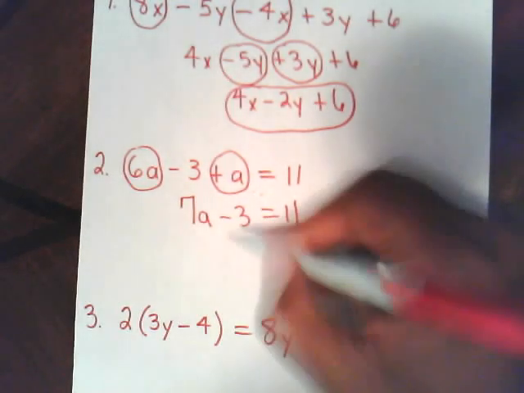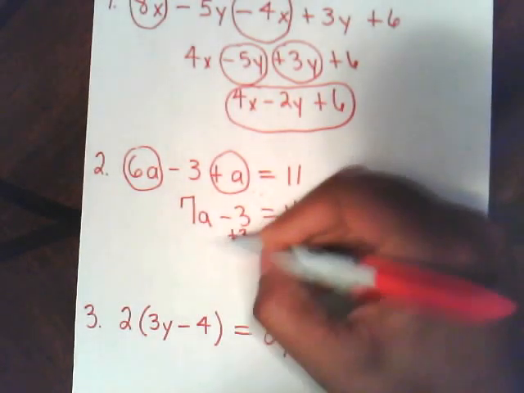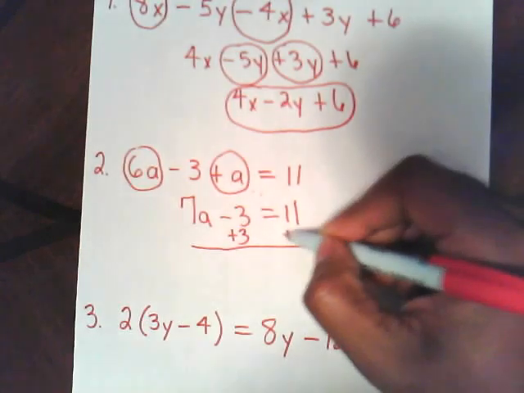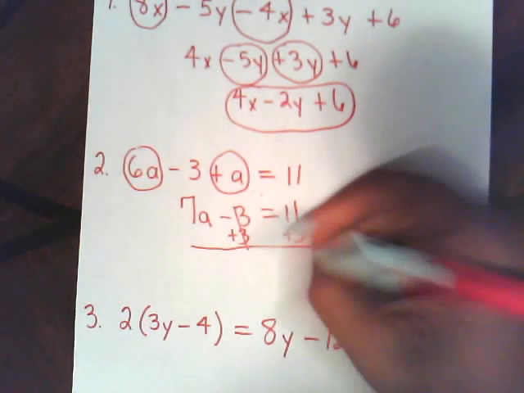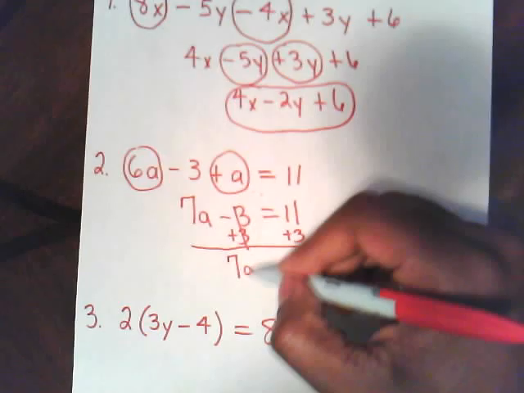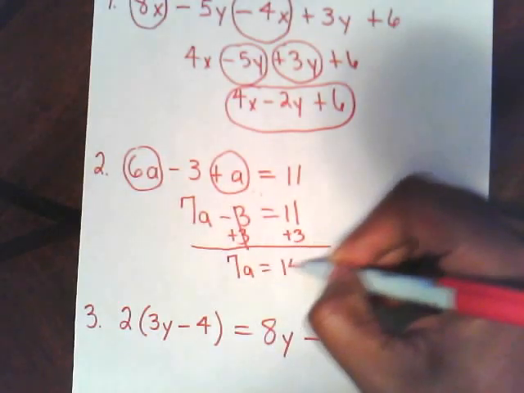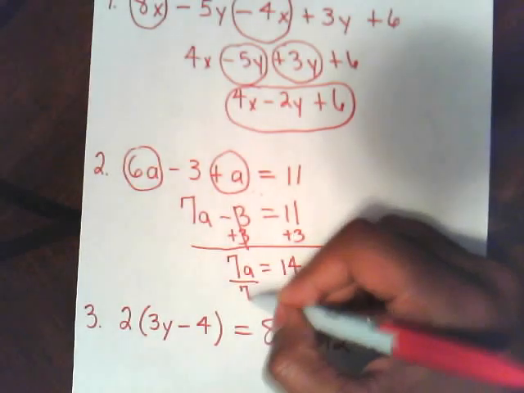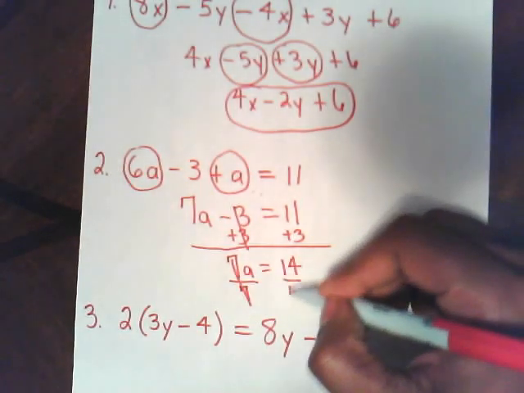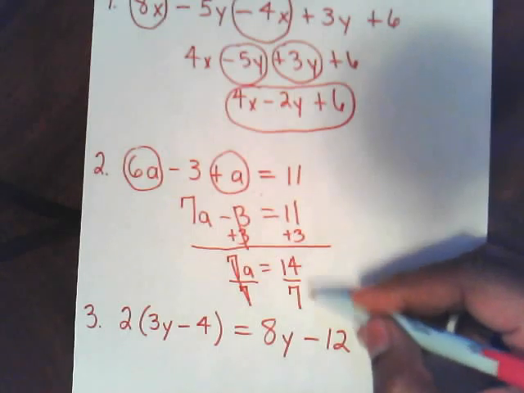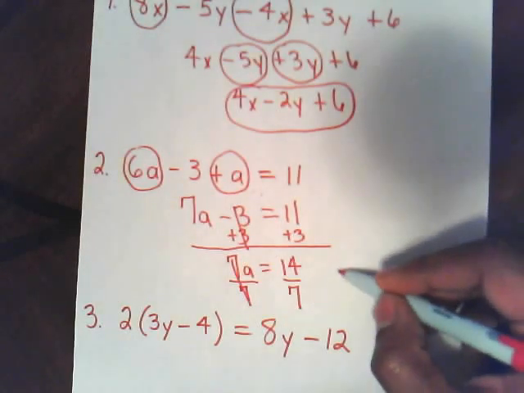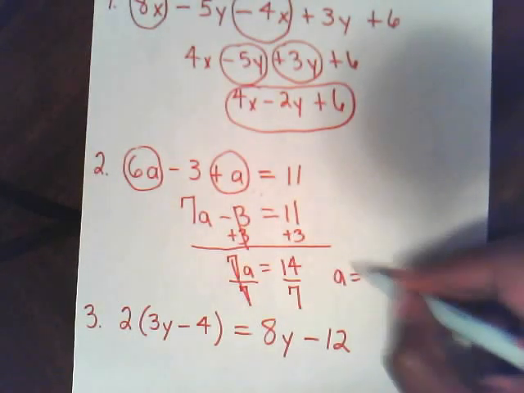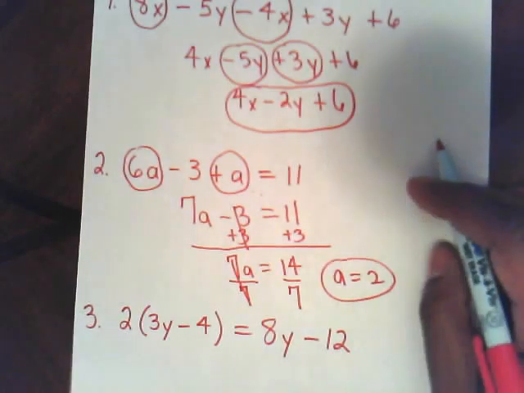Now we have a simple two-step equation. To get 3 to the other side, we do the inverse and add 3. So now we have 7a equals 14. Now you have a one-step equation. Divide by 7 on both sides. 14 divided by 7 is 2. So a equals 2. Number 3.